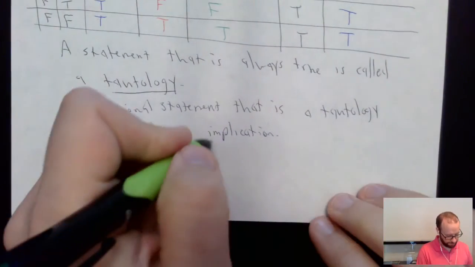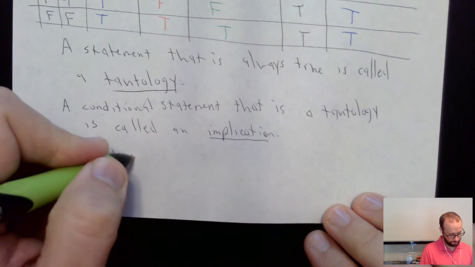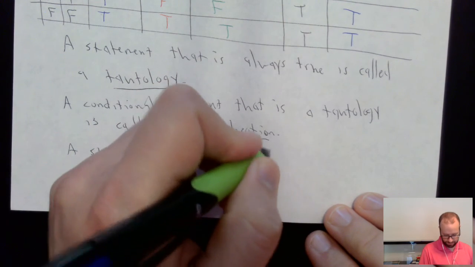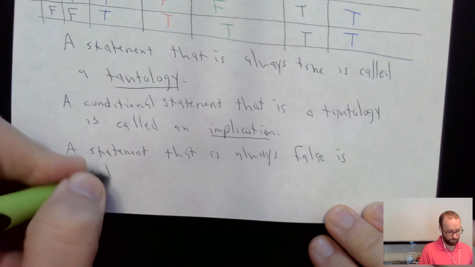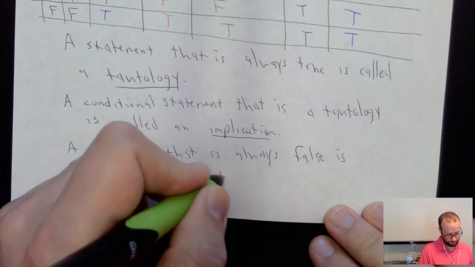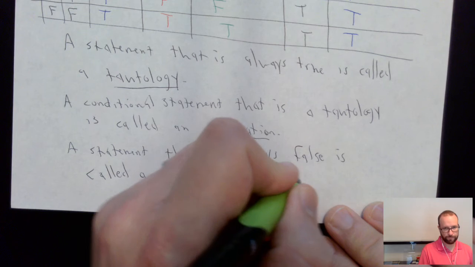And then one more quick piece of terminology for you. A statement that is always false is called a contradiction, or self-contradiction.